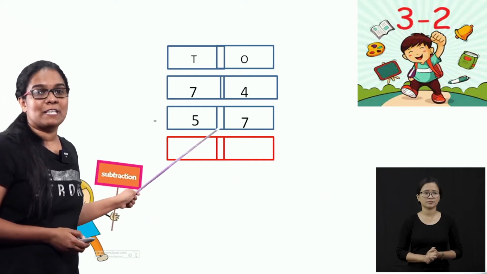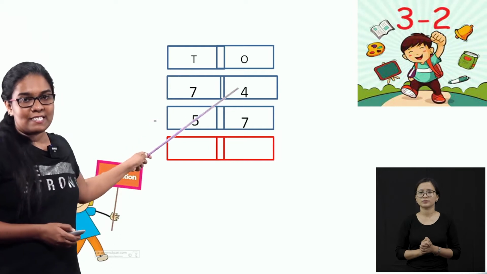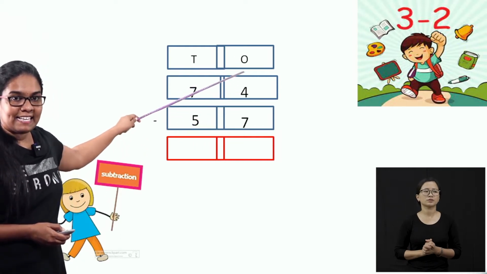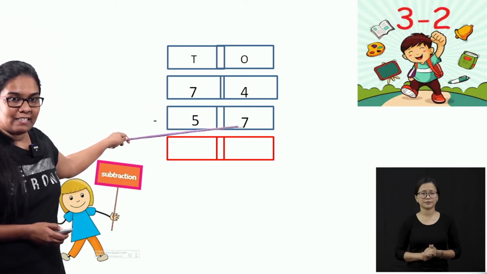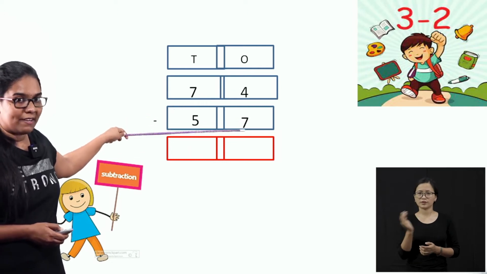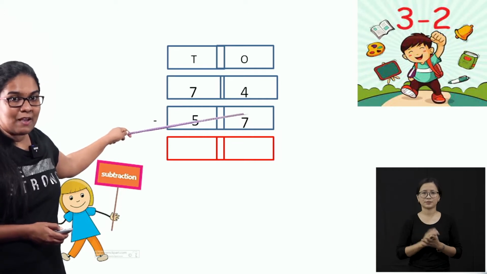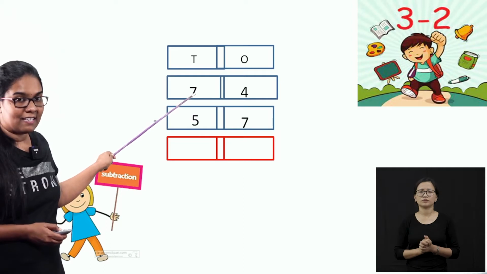Here we are going to subtract 57 from 74. First, we want to subtract the numbers in the ones place. Here, the numbers in the ones place are 4 and 7. We can't subtract 7 from 4 because 7 is a bigger number. So what will we do? Yes, we want to borrow a 1 from this 7.